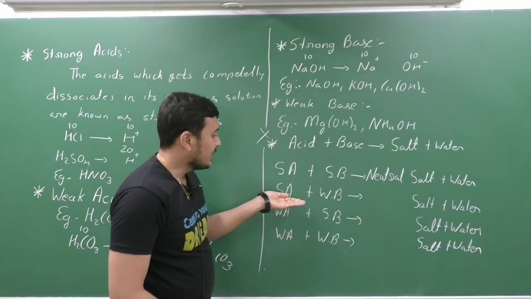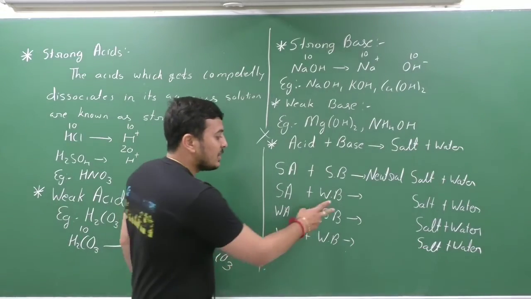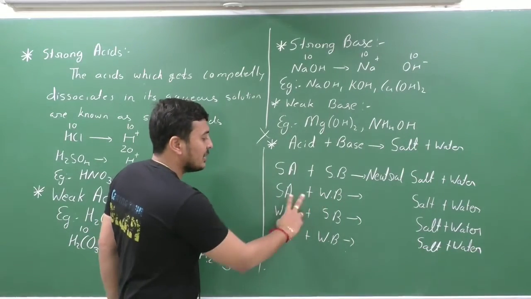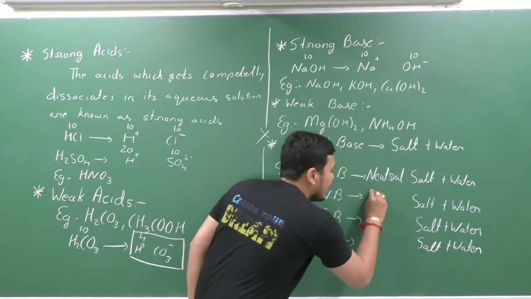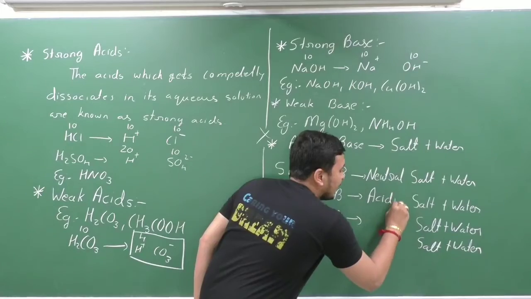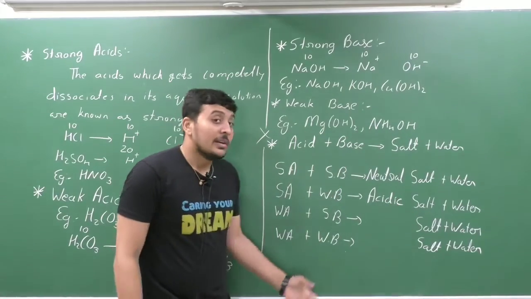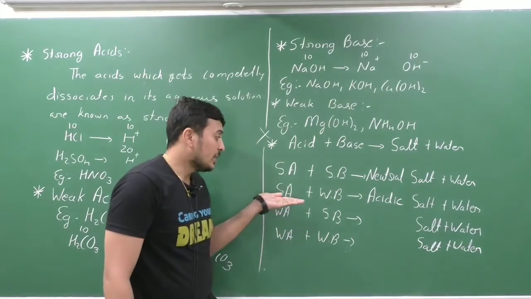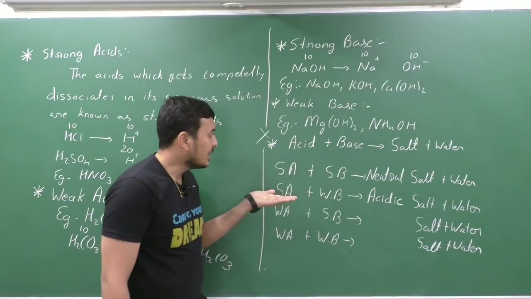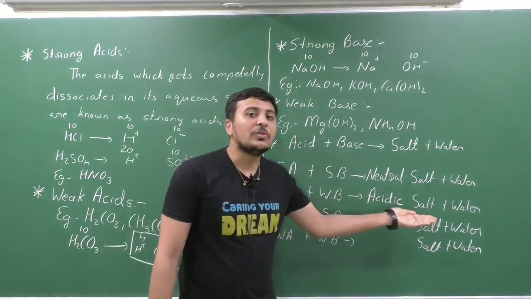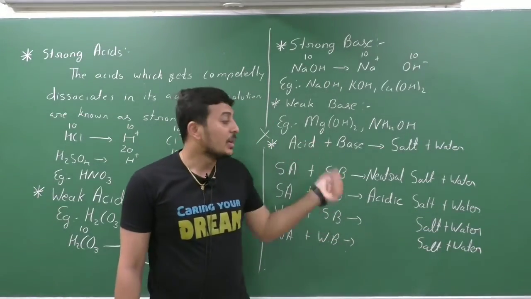Now strong acid and weak base, which of them is stronger? Acid is stronger or base is stronger? Acid is stronger. So the salt formed will be acidic salt. Strong acid, weak base. Acid is stronger, so the salt formed will be acidic salt.